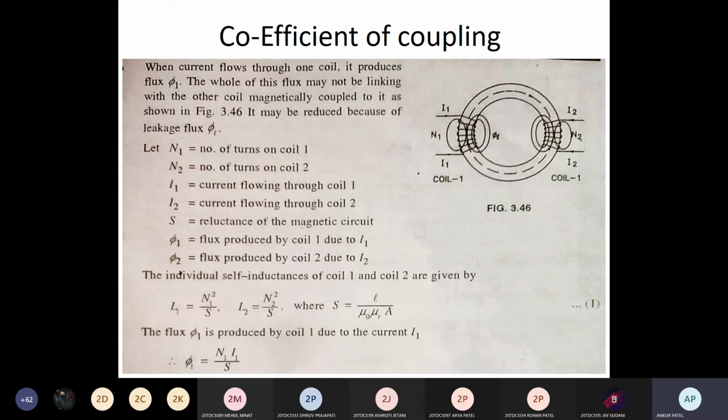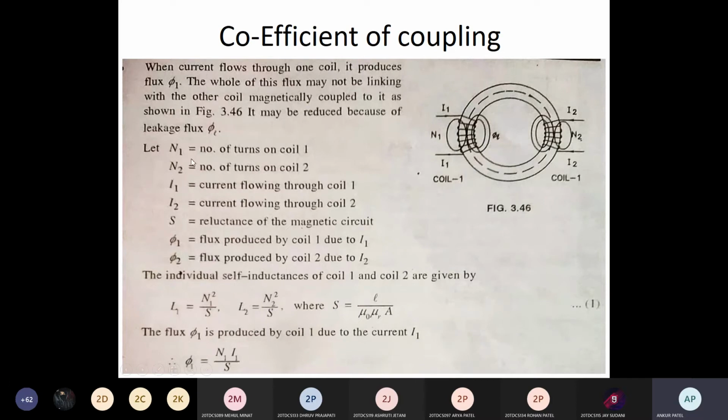K is equal to, we'll get the equations. In that we can see the flux linkages between coil 1 and 2 depend on the value of this K. When the current flows through one coil, it produces the flux phi1. The whole of this flux may not be linking with the other coil. Why? Because there will be some leakage flux. So the whole flux will not link with the other magnetically coupled coil, due to the leakage flux.